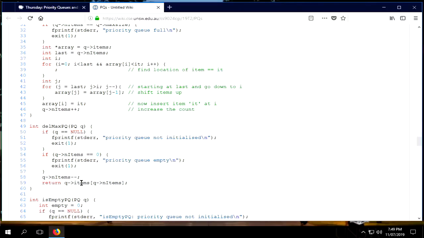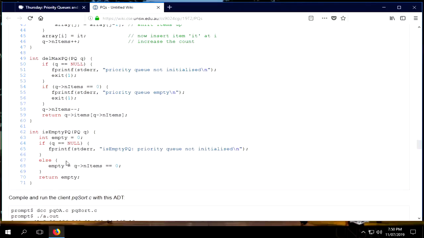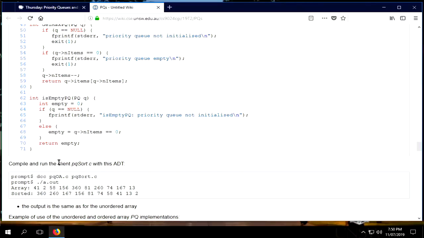It's at the end because it's an ordered array. And then I just reduce, of course, when I reduce the number of items. And is empty doesn't change. And I can run it with the same data. Instead of PQ UA, it's now PQ OA. And it works like a charm. Compiles beautifully.